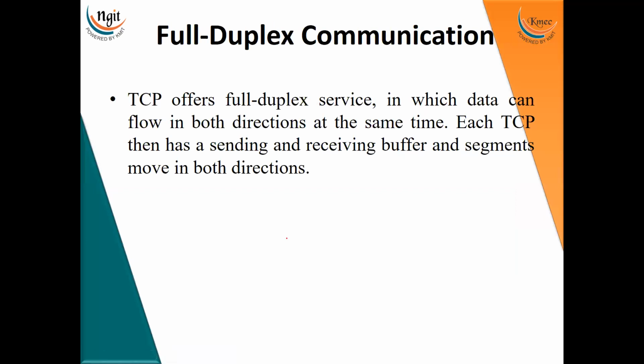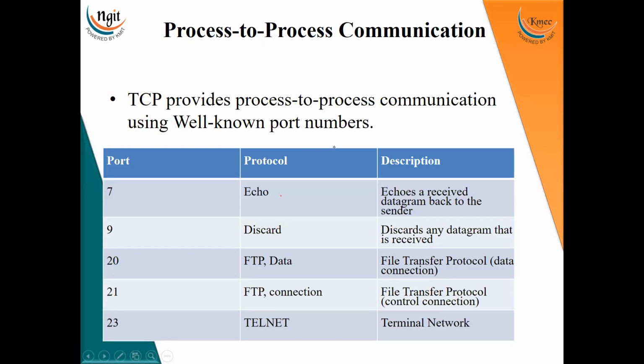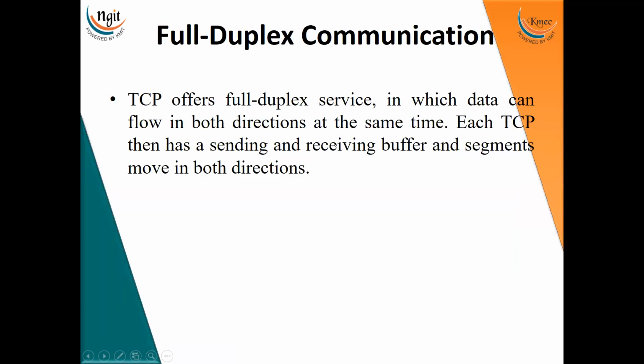Now we'll see what is meant by full duplex communication. TCP offers you the first service, process communication, and the second service, full duplex communication. Always keep in mind what is meant by full duplex. If we have transmission at both ends at a time, then we call it full duplex communication. Here also, TCP offers you the full duplex service, in which data can flow in both directions at a time. Each TCP has a sending and receiving buffer, and segments move in both directions.